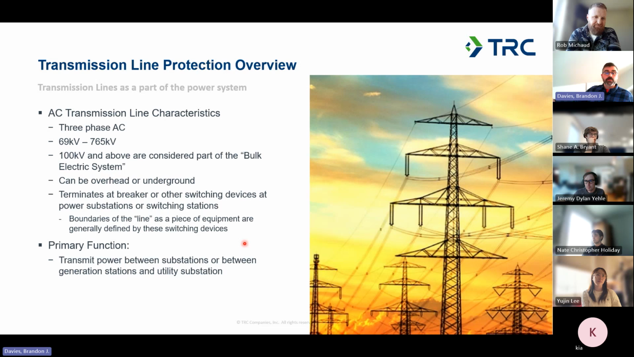So generally, when we're talking about the physical line itself, that's what we're talking about. When we start talking about protection, we'll define the boundaries with CTs rather than the physical primary equipment. But the primary goal of a transmission line is to transmit power between substations, or between generation stations and a utility substation. So we need to get the bulk power flow from where we're generating power to the larger load centers, and that's what we're doing with the transmission system.